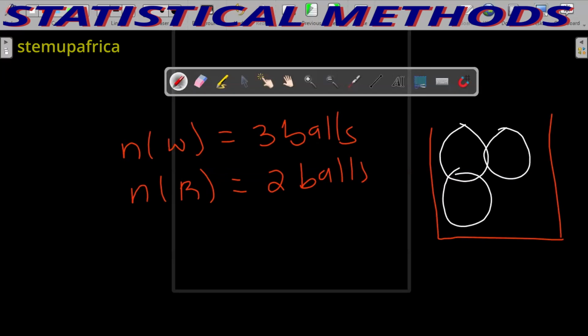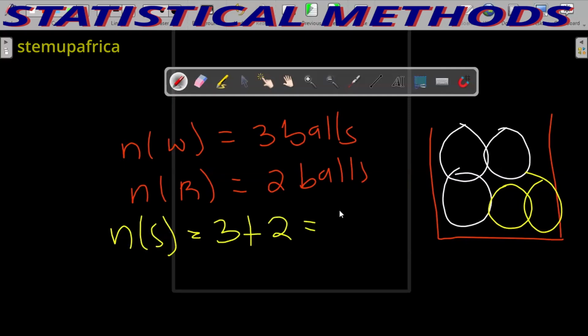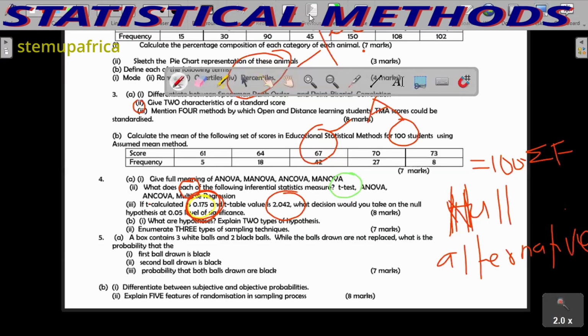Let me use yellow to represent the black balls, because I don't have a black marker in my system. So these are the number of balls in the bag. Let's look at what the total number of balls is now. The total number of balls is called the sample space. We now have 3 plus 2, which is 5 balls. So with this, can I answer the question? Question 1: what's the probability that the first ball drawn is black?